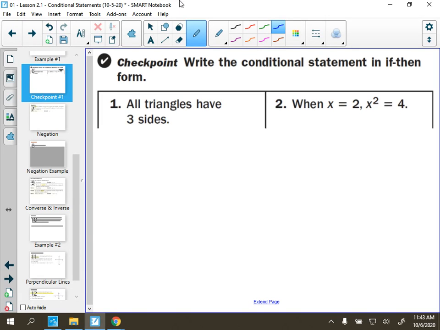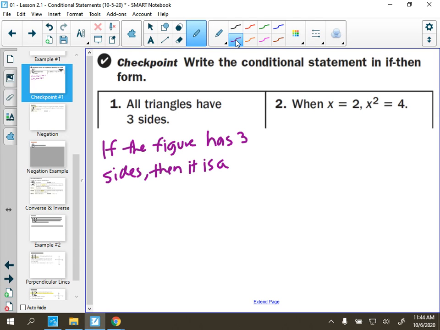This is one where something along the lines that would be better would be, if the figure, or if the polygon, has 3 sides. So maybe we want to say it the other way: has 3 sides, then it is a triangle. So there's a little bit more geometry-based conditional statement. If the figure has 3 sides, then it is a triangle. Could have said if the figure is a triangle, then it has 3 sides. I'm totally fine with either one.